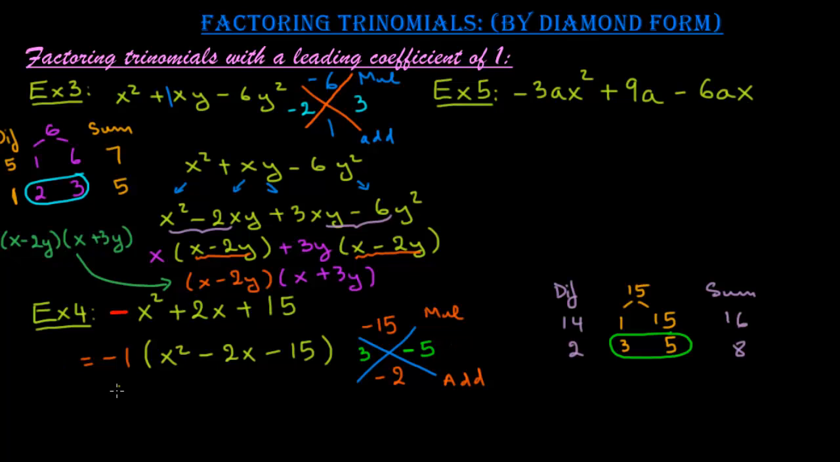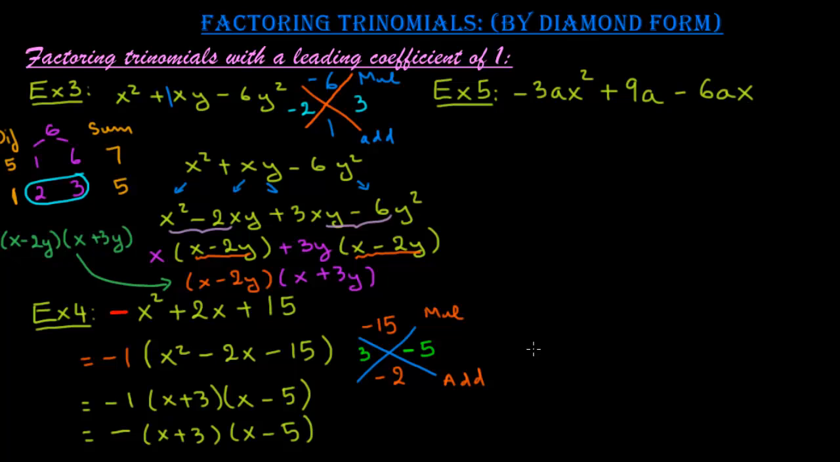So that is the pair we're looking for. Applying the idea we learned before, we will have negative 1 times x plus 3 times x minus 5. And sometimes we don't even need the negative 1 in front. Just put negative, x plus 3 times x minus 5.